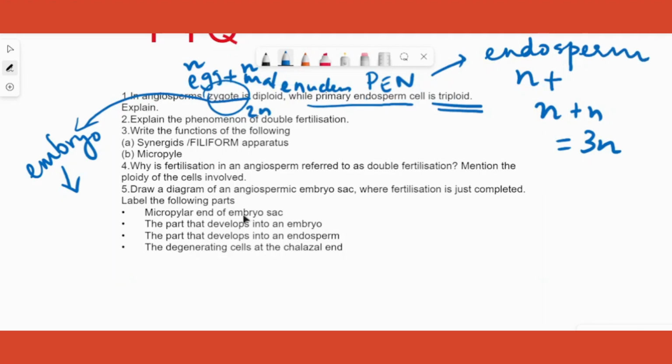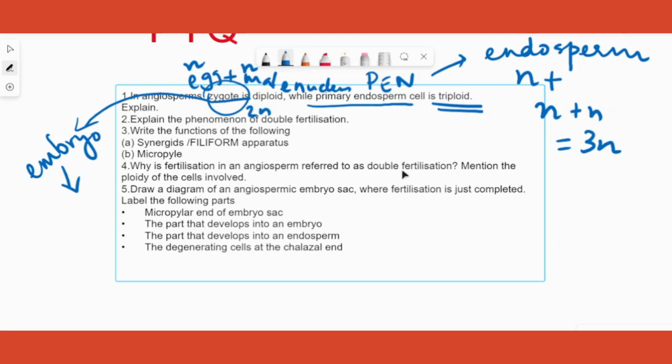Another question that I missed adding here is that there is always a question that is being asked. Endosperm develops first and zygote, or the embryo, develops later. So the question would be, endosperm development precedes embryo development. Explain. The reason is that endosperm's function is giving nutrition to the developing embryo. Right. Next question, function of synergids or filiform apparatus: guiding the pollen nucleus in the pollen tube towards the egg. Micropyle allows the entry of pollen tube.